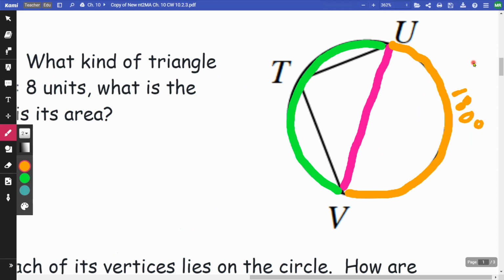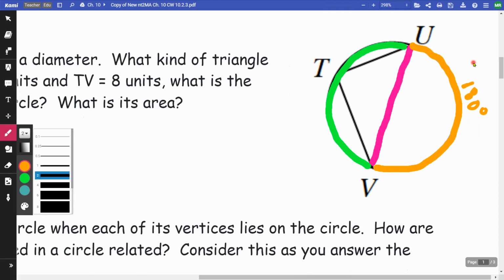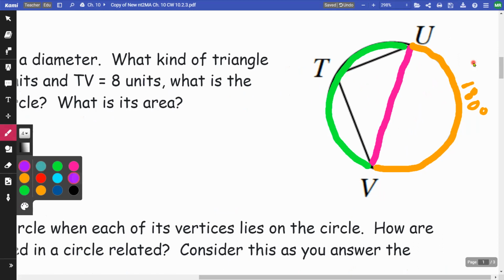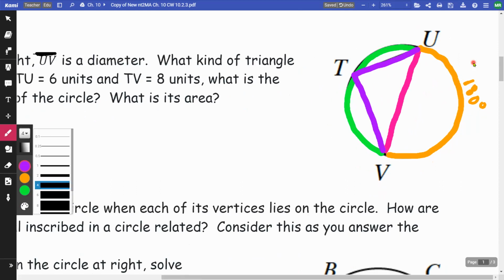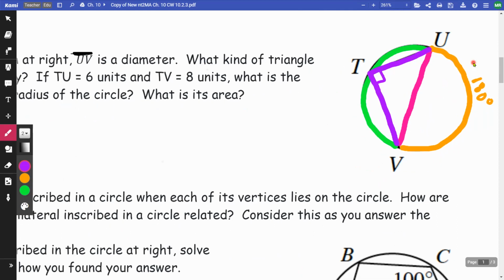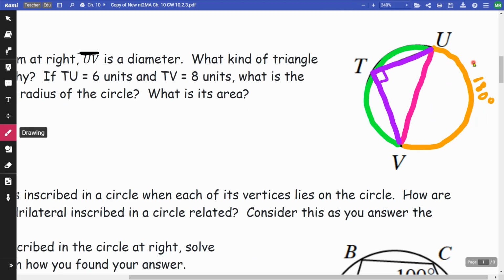it is going to be 180 degrees. Now, this intercepted arc here is intercepted by that angle UTV, which means it's going to be half of 180 degrees. So it is going to be a right angle. So when they ask you what type of triangle this is, triangle UVT is a right triangle.